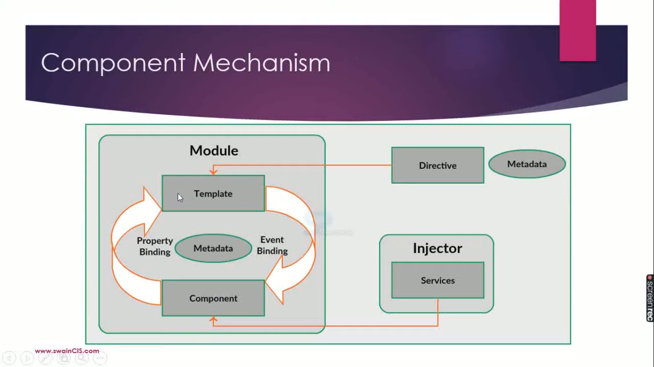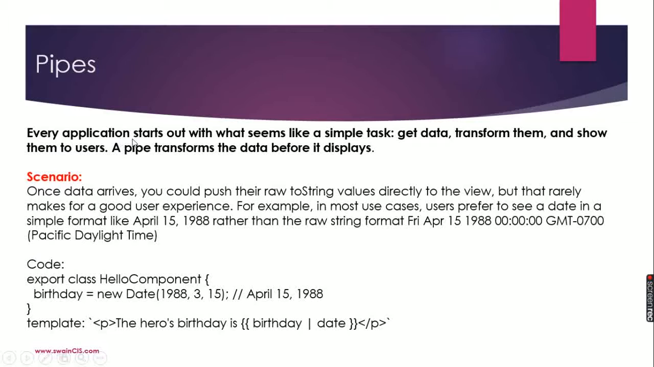That means if you require to send the data from the component to the template and you just want to change the data format before it renders to the template, then in those scenarios you need pipes. So let's go through the definition. Every application starts out with what seems like a simple task: get data, transform it, and show it to users. A pipe transforms the data before it displays. Correct. So if you want to change the data format, you can use a pipe.